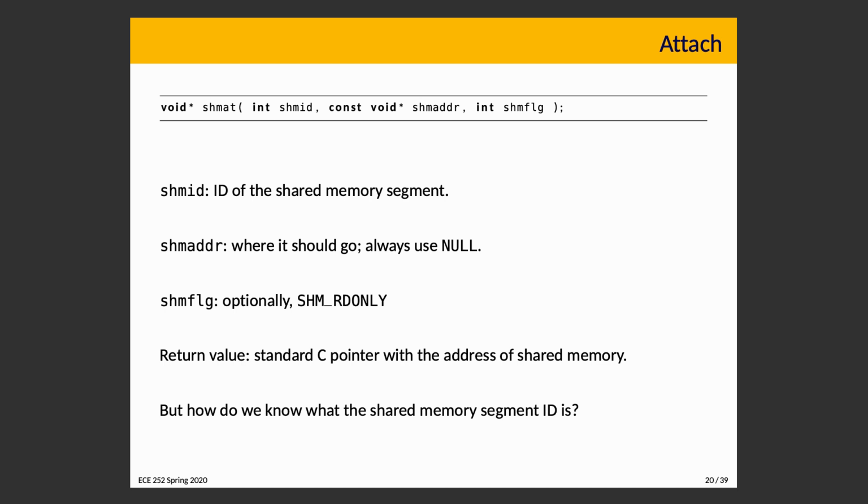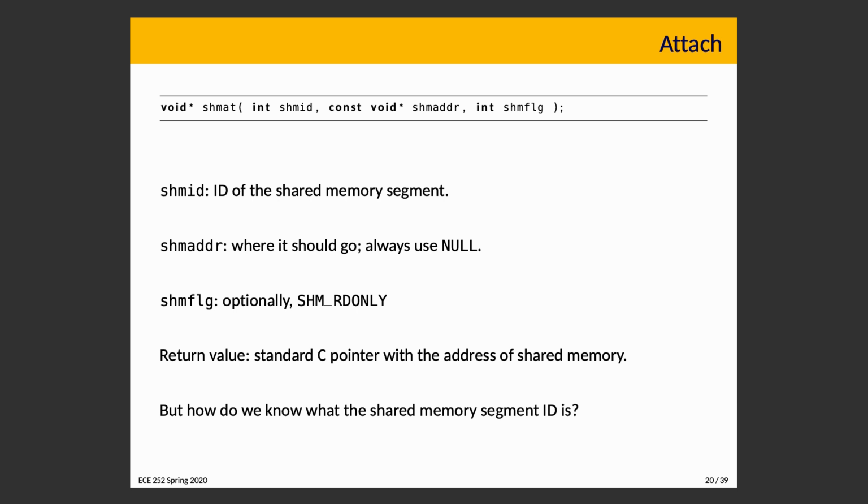Now, when you did the shared memory get, all you got was the ID of a shared memory segment, but we haven't actually connected it to our program. We haven't said this process wants to start using this shared memory segment. And for that, there is the attach function, which is shared memory at, shmat, and it takes three parameters. The first, the ID, is what you got back from shared memory get. It tells you the ID for the shared memory segment that we are trying to attach.